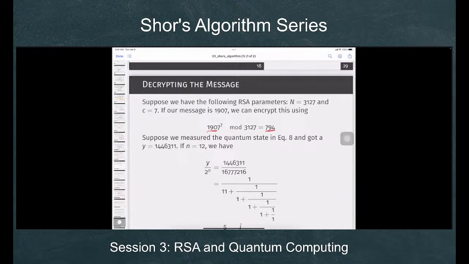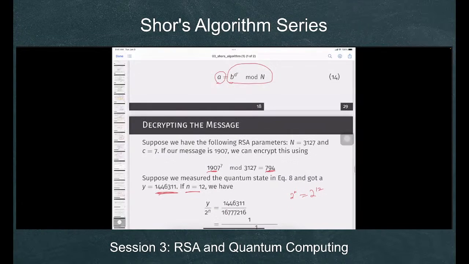Okay, and the y that we measured is equal to this one here. Suppose that's the y that we get, and suppose n is equal to 12. What I mean is that 2 to the n is equal to 2 to the 12. So we are supposed to compute this y over 2 to the n.